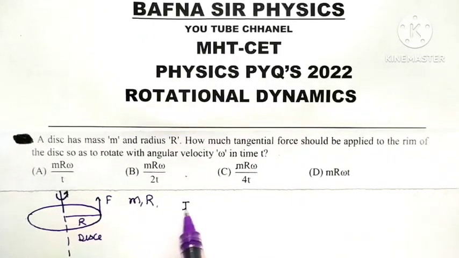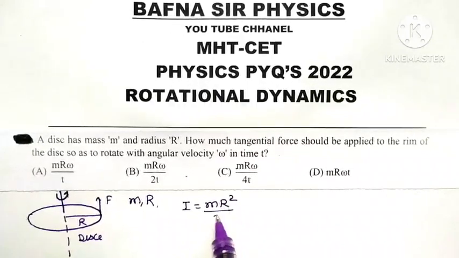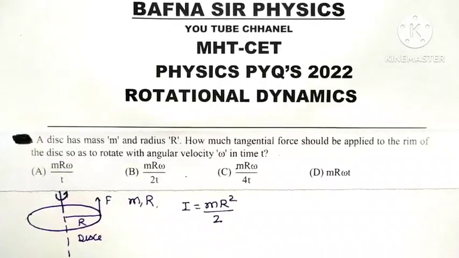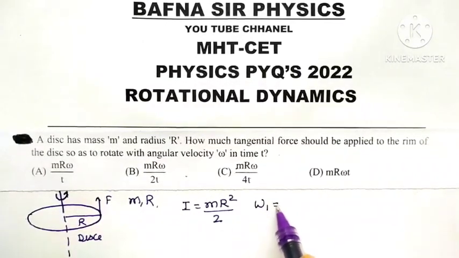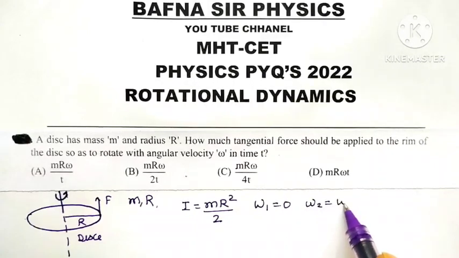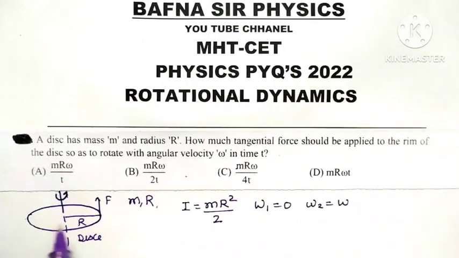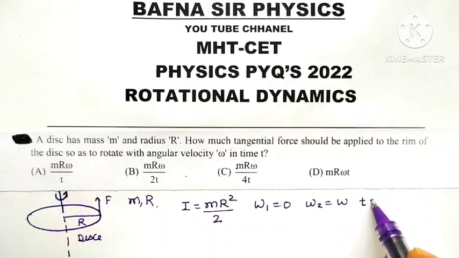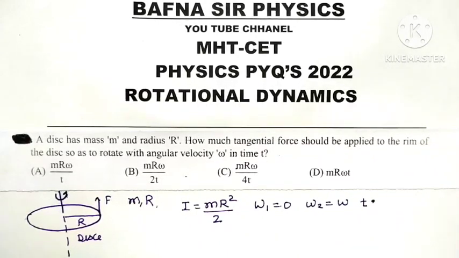It is I equal to mr square divided by 2. Initially that disk is at rest, means omega 1 equal to 0, and we want to rotate that disk with angular velocity omega, means omega 2 must be equal to omega, and that disk starts accelerating in a time interval t.